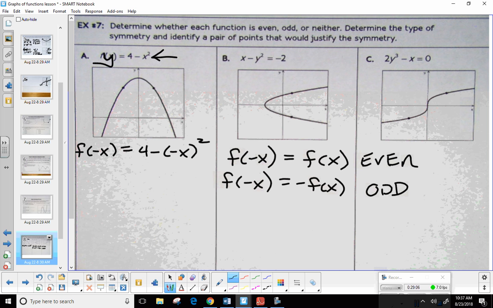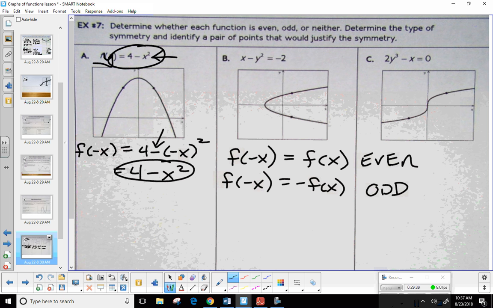Now, I want to simplify as much as possible. But what happens when you square a negative? It goes positive, right? So this negative right here, he's got to stay the same. Nothing affects him. So take a look at what we ended up with. Did I get the exact same function? Is it the opposite or neither? Now, by opposite means the signs would change. So it would have to be negative 4 plus x squared. That's what I mean when I say opposite.